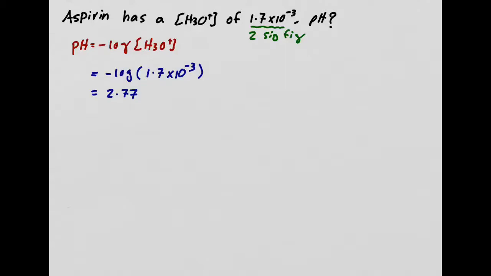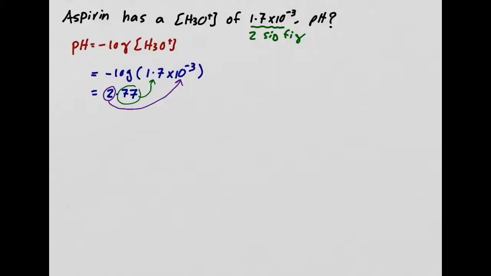But check this out. This is log. It's a little bit different. This is 2 sig fig, 1.7. This 7, this part comes from 1.7. Now, the 2 is from 10 to the minus 3.